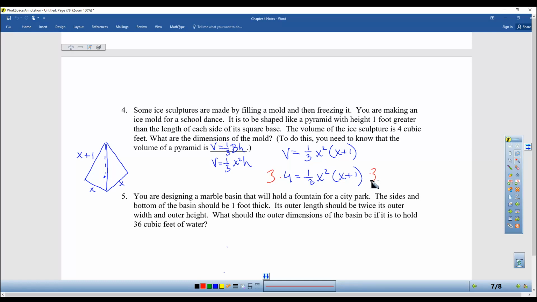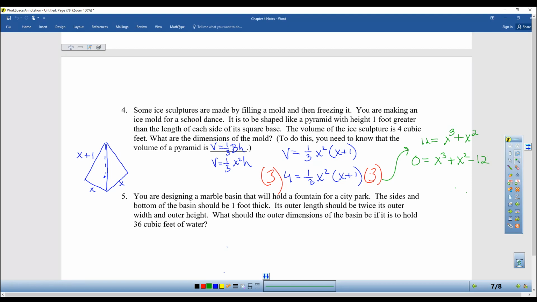So times 3 on both sides. That gives me 12 is equal to, and I'm going to multiply that out, x cubed plus x squared. So I set that equal to 0, and I get x cubed plus x squared minus 12 is equal to 0. Ooh, that is not factorable.